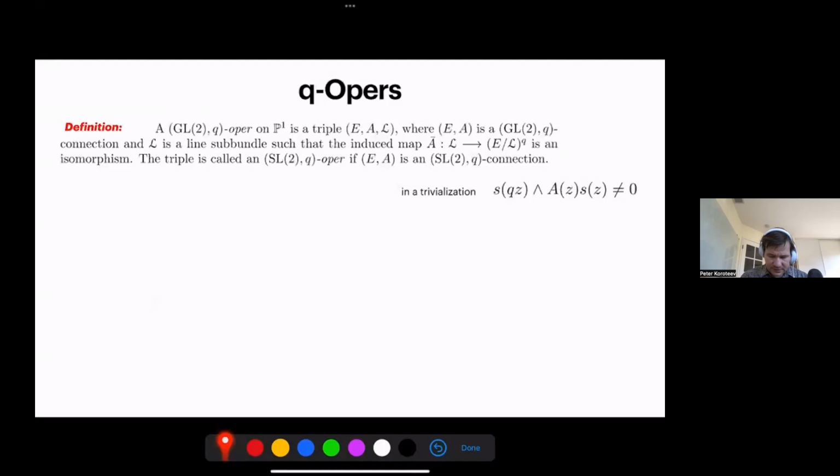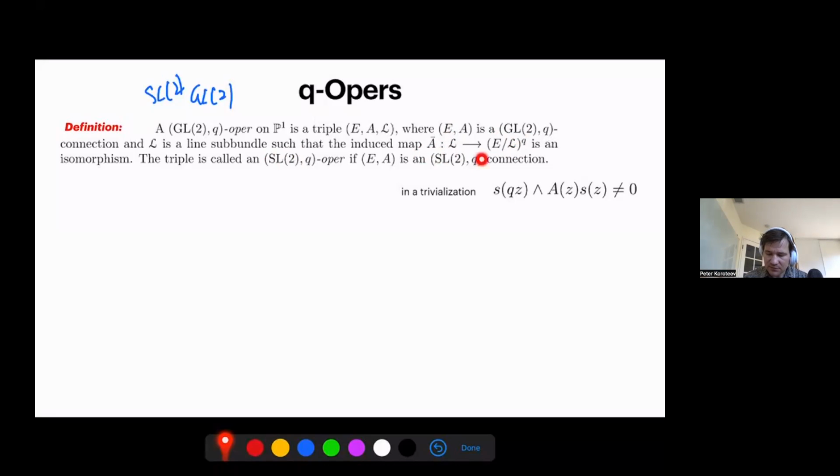Okay, so now what is an Oper? So here's the condition. For now on, let's consider the example GL2 or SL2 for this next part of the talk, and then I'll generalize, because here the formula is very explicit. So a GL2 q-Oper on P1 is a triple of a bundle, a connection, and a sub-bundle, where (E, A) is the q-connection, and L is the line sub-bundle such that the induced map from L into E mod L^q, so from the sub-bundle into this factor bundle, if you think of it just as a vector space, is an isomorphism. And again, you can define an SL2 Oper if you use an SL2 connection instead of a GL2 connection.